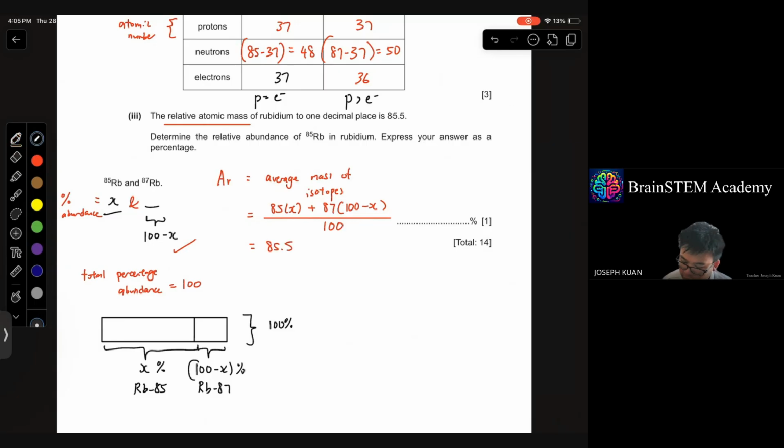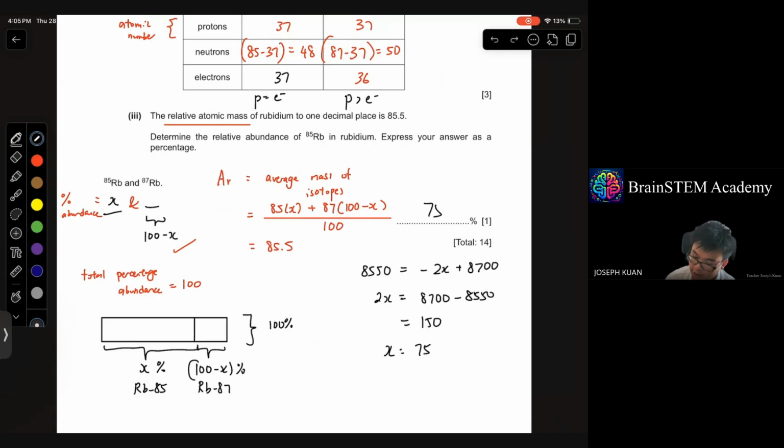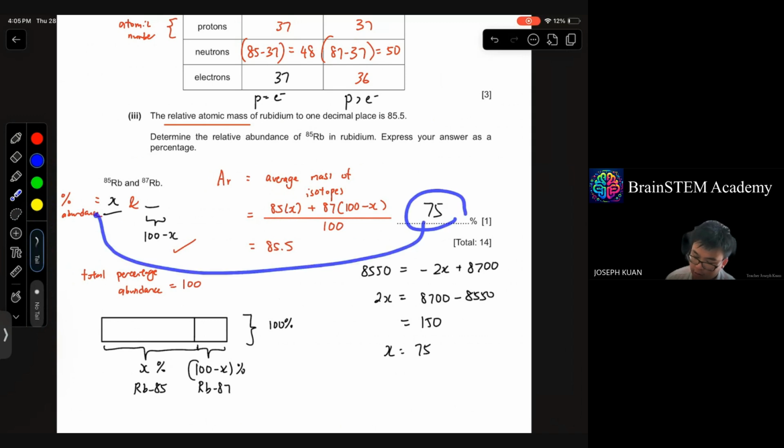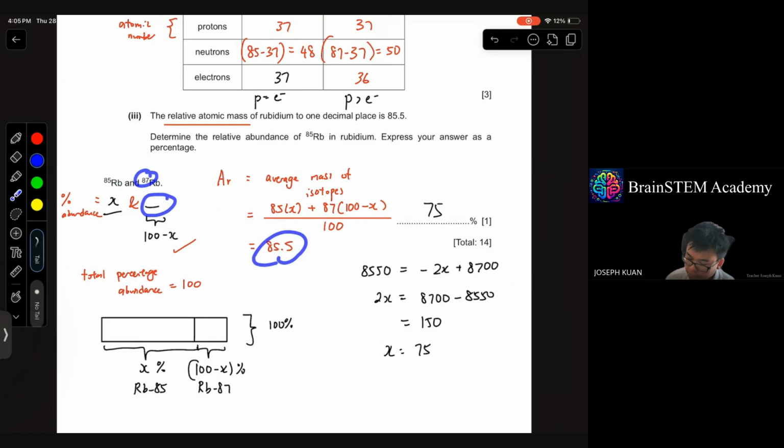And we just have to solve for x. So let me adjust the equation a bit. 8550 equals negative 2x plus 8700. I'm trying to solve for x, by the way. So 2x is 8700 minus 8550. That gives you 150. x must be 75%. You can check your answer by substituting this value back: 85 times 75 plus 87 times 25. Does it give you this answer? So the answer is 75%.